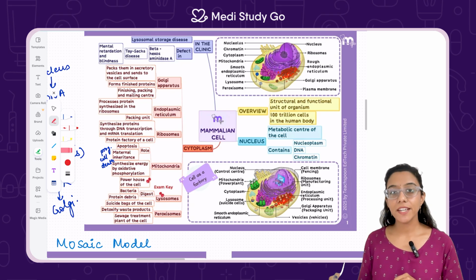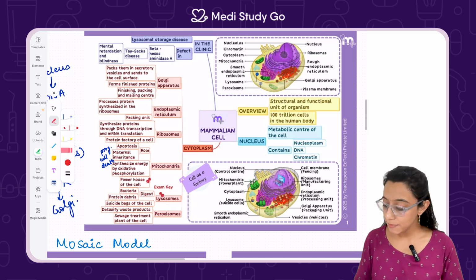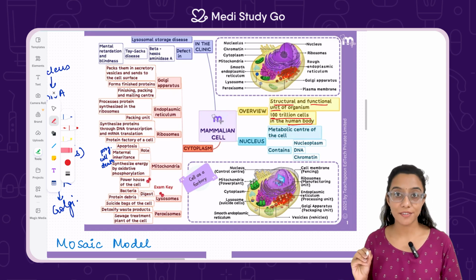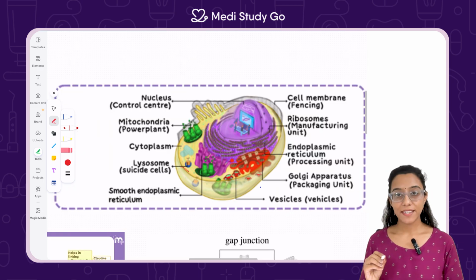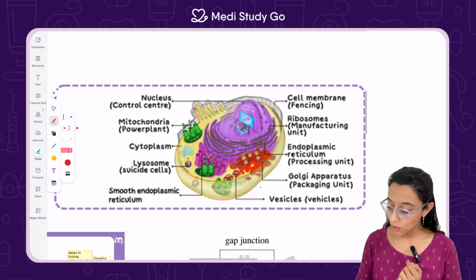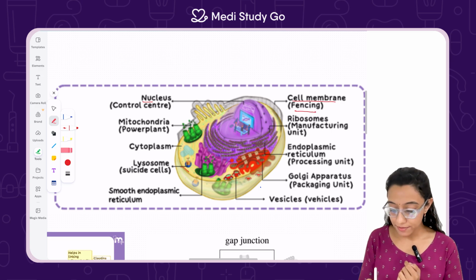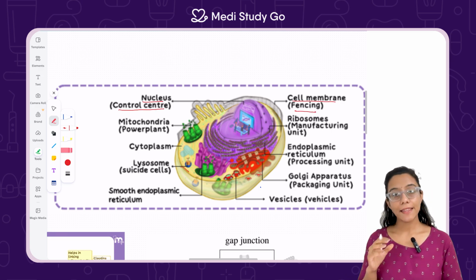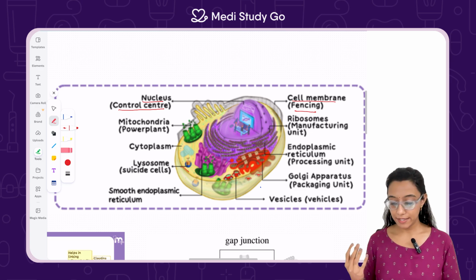We know that every living organism, be it the smallest hummingbird or the biggest whale, is made up of the structural and functional unit called cell. The human body itself is made up of 100 trillion cells. As we can see here, the cell is made up of the cell membrane, which forms the fencing or the boundary, then the nucleus, which acts as the control center, and the cytoplasm along with its organelles.